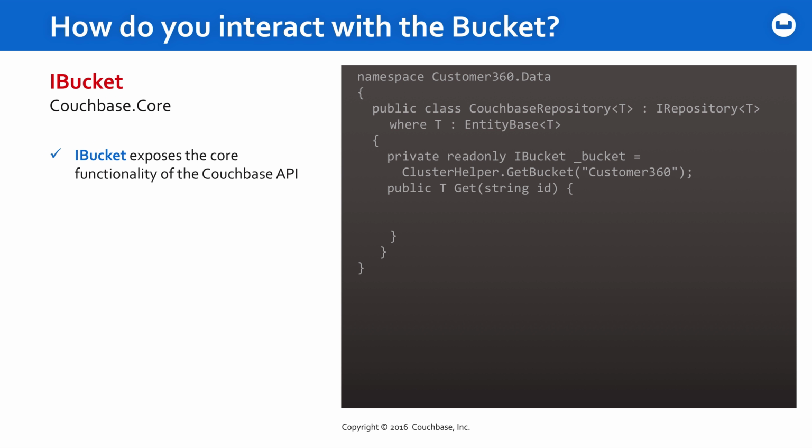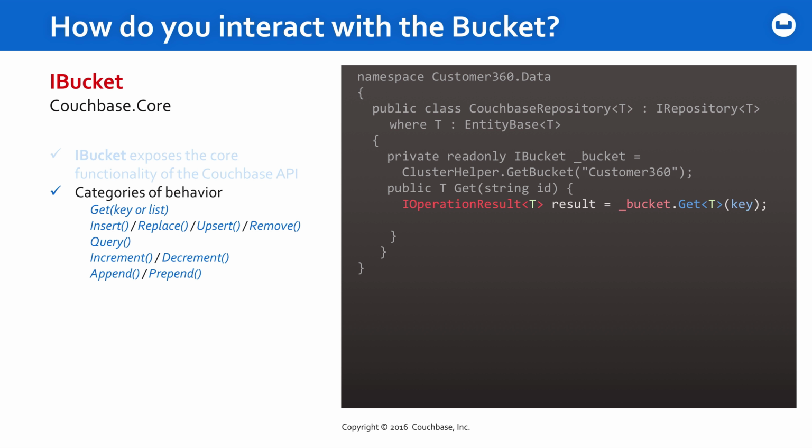IBucket itself is in the Couchbase.Core package, if you're out looking in the documentation, as I expect you will be at some point. But this is how the core functionality of the Couchbase API is exposed. And so it has categories of behavior like you'd expect. You can get individual documents or get documents based on a list that you pass to the get method. There are insert, replace, upsert, and remove methods we're going to be looking at through the rest of this short course. A query method to support N1QL queries, increment and decrement operators for working with cluster-wide counters, we'll also be looking at that.